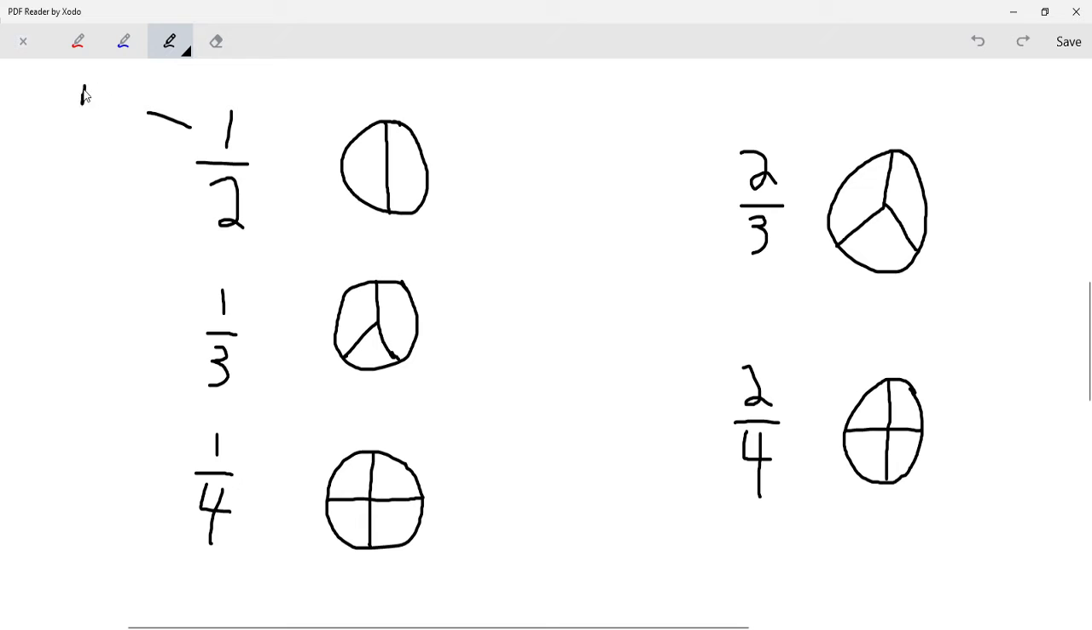So, anyway, first, the top number is called a numerator. Okay, and the bottom number is called the denominator.